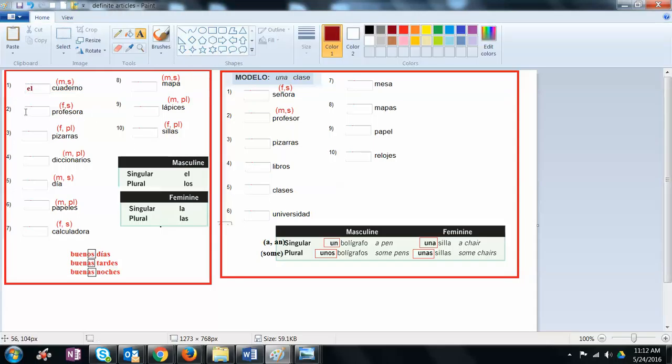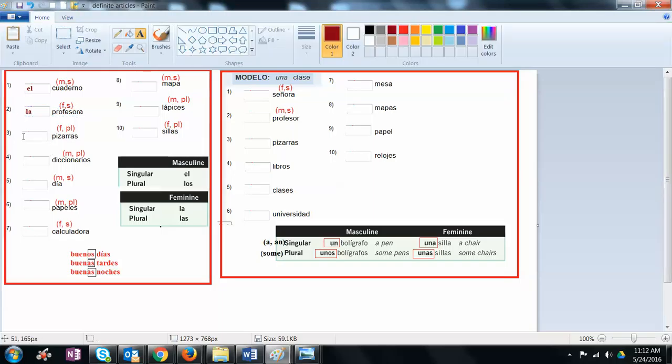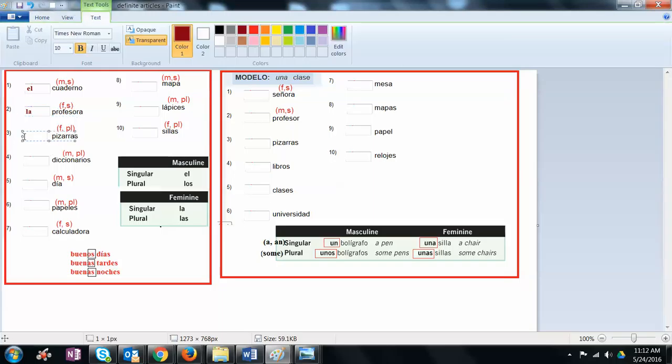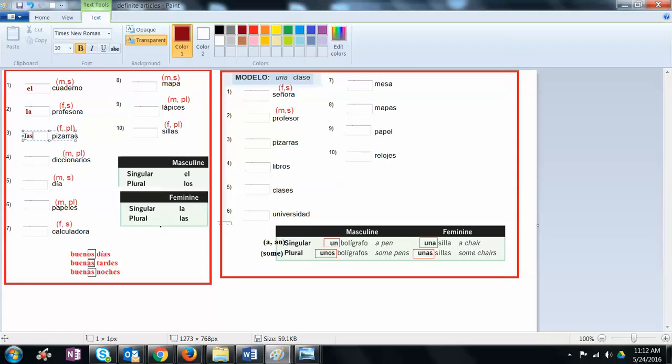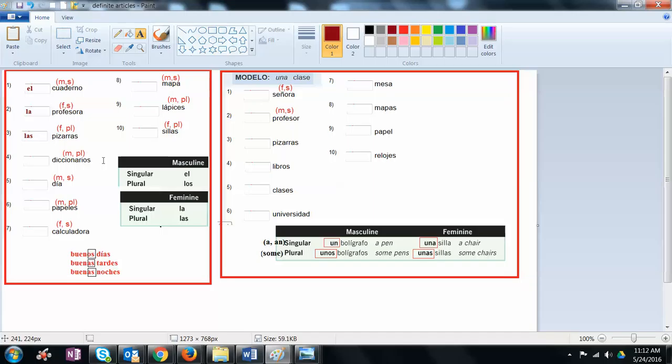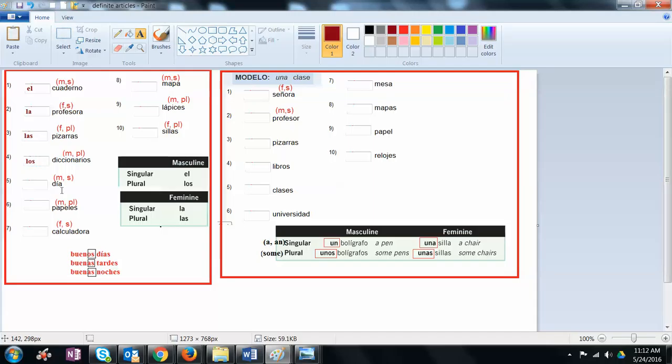Profesora is a feminine singular word, so you would use the feminine singular the, la. Pizarras is feminine and plural, so to say the boards or the chalkboards, I have to use the plural the: las pizarras. Diccionarios is masculine and plural, so I need the masculine plural the, which would be los diccionarios. Día, even though it ends in A, is masculine and singular. You can remember this because you probably know these phrases even if you forget día. You never say buenas días, you say buenos días.